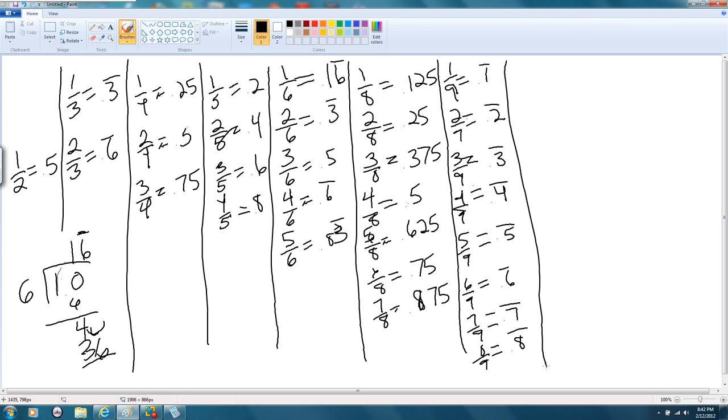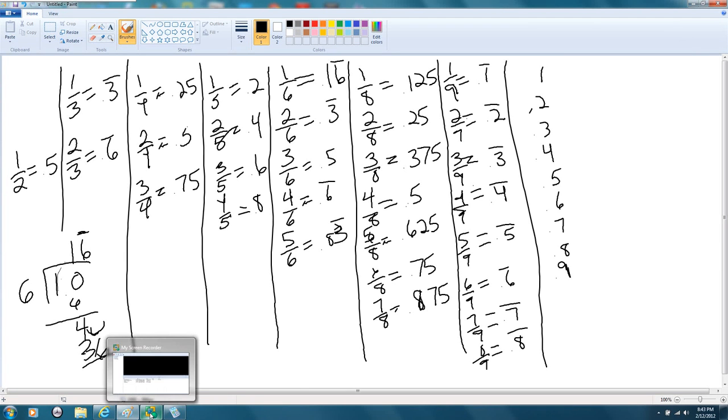Tenths are super easy. 1/10 is 0.1, 0.2, 0.3, 0.4 for 4/10. 5/10 is 0.5, 6/10 is 0.6, 7/10 is 0.7, 8/10 is 0.8, 9/10 is 0.9, and 10/10 is, of course, 1. I didn't write out the fractions there so I don't make this too long. But that's it for these.